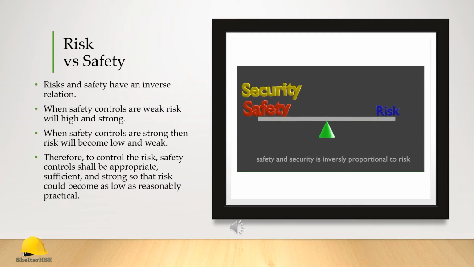Risk and safety have an inverse relation. When safety controls are weak, risk will be high and strong. When safety controls are strong, then risk will become low and weak. Therefore, to control the risk, safety controls shall be appropriate, sufficient, and strong so that risk could become as low as reasonably practicable.